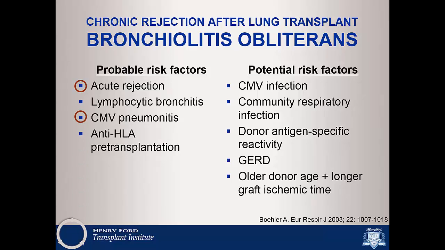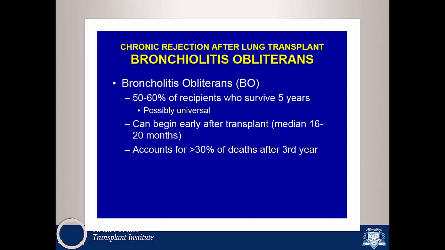Another strong associator is CMV pneumonitis. So when you have had invasive CMV in your lung, you are at higher risk to develop obliterative bronchiolitis. And then finally, well recognized and described now, are individuals who have significant acid reflux, and those individuals also have a high incidence of obliterative bronchiolitis. The other thing to recognize is that it can begin early after transplant. We used to really think about this as something in long-term survivors. But we have seen this especially in people who have not made it through the first year. They can have evidence of obliterative bronchiolitis.